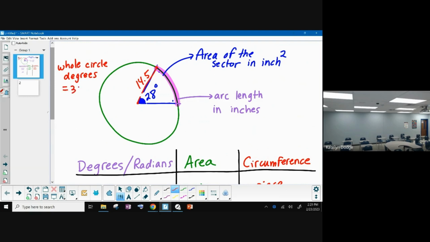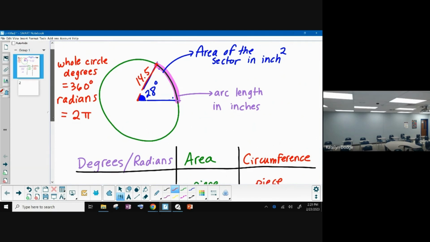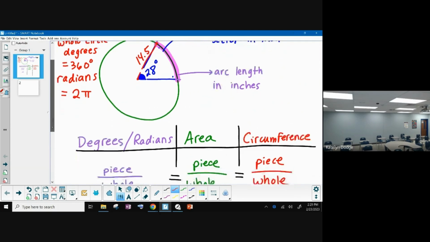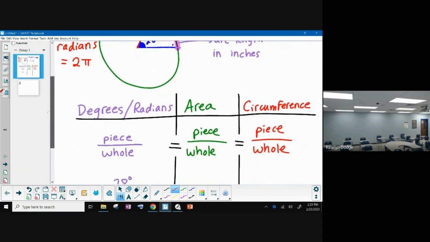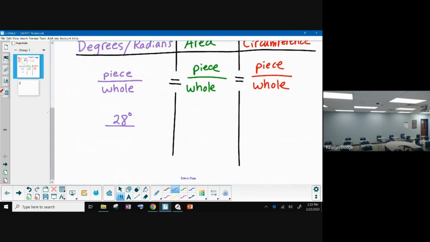equals 360. Okay, if it's radians, we can still use piece over whole, but we're just going to set the whole equal to 2 pi instead of 360 degrees. So just in case you're expected to use radians for your problem, just use 2 pi. We're going to use 360 degrees. So I already have one entire fraction set up.